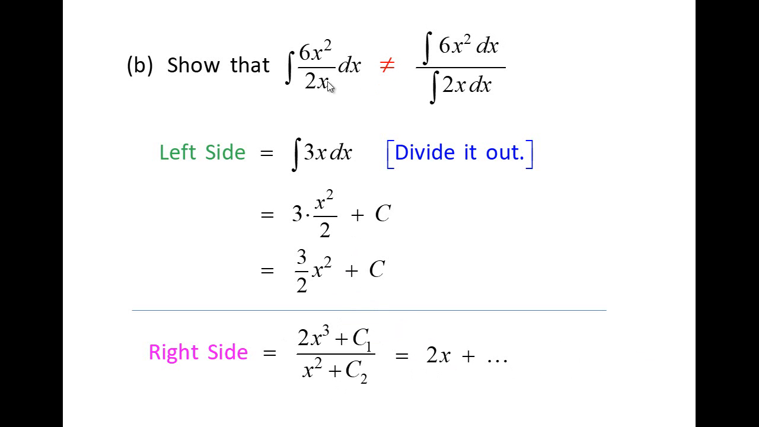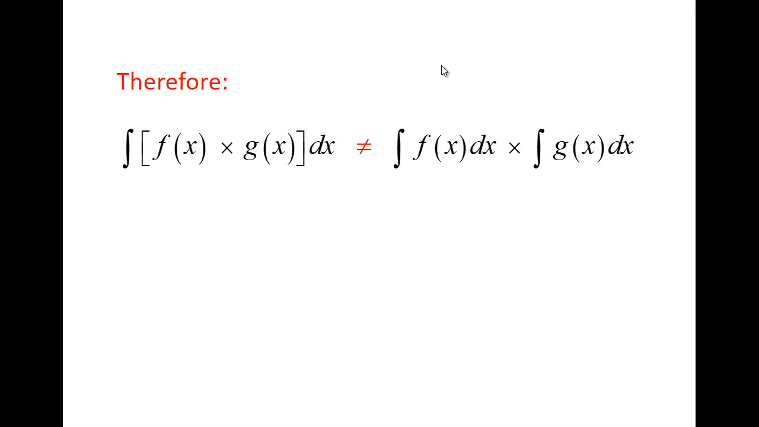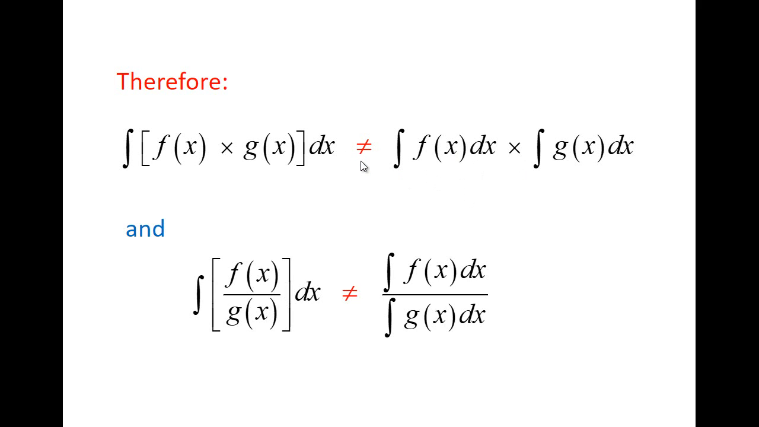So if we have a ratio in our integrand, then we cannot take the integral of the numerator and the integral of the denominator separately in this way. Therefore, the integral of f of x times g of x is not the same as the integral of f times the integral of g, and the integral of f of x divided by g of x is not the same as the integral of f of x divided by the integral of g of x.